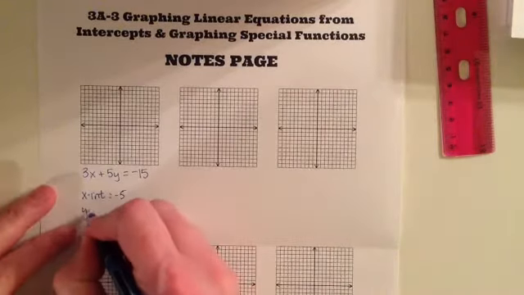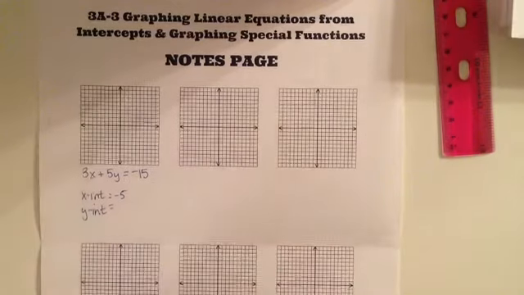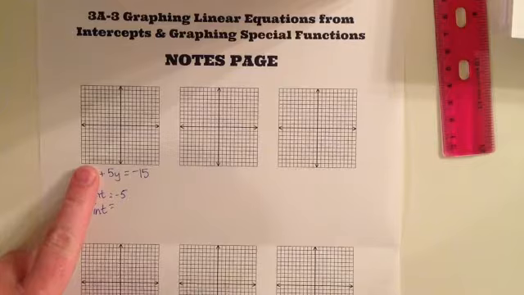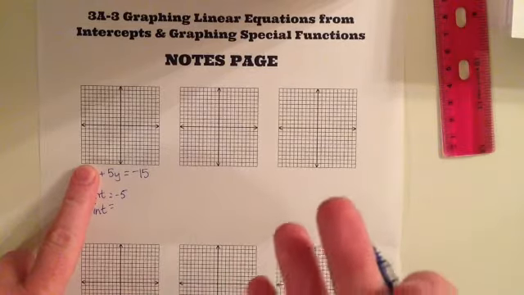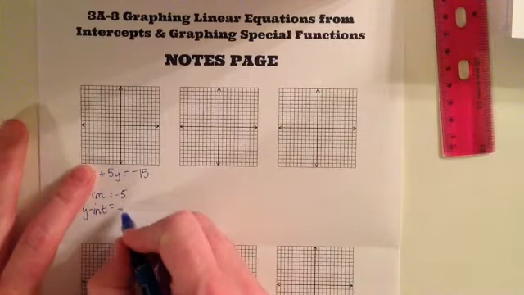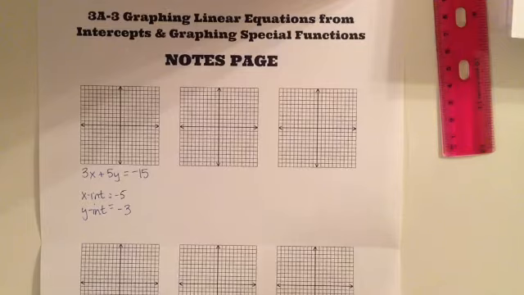Now for the y-intercept, I'm going to do the same thing, but I'm going to cover up the x, because I know in the y-intercept, x equals 0. So I cover up the x. It equals 0, so it's really not there. So 5y equals negative 15. That means y must be negative 3. So the y-intercept is negative 3.